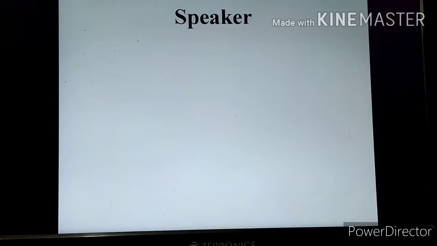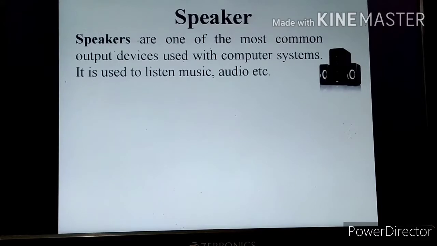Speaker. It is a speaker image. Speakers are one of the most common output devices used with the computer system. Everyone knows what the use of a speaker is? Yes, it is used to listen to music, audio and songs, etc. with the help of the computer.